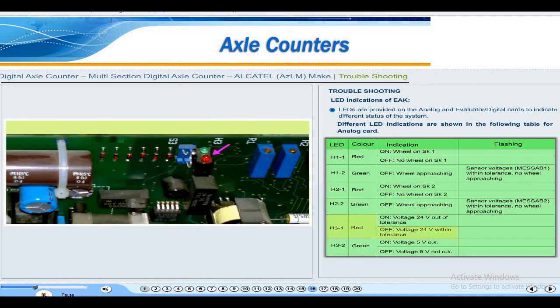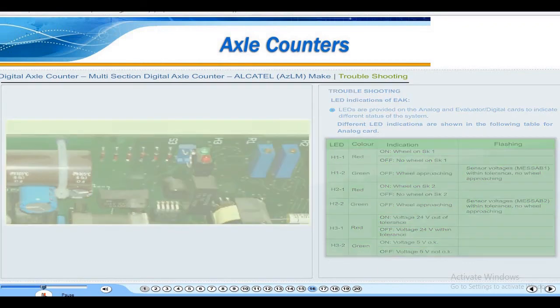H3 1 red LED remains off when 24 volt DC required for card functioning is within tolerance limit. It lights when this voltage goes out of tolerance. H3 2 green LED remains on when 5 volt DC is available. It goes off when this voltage is not available.